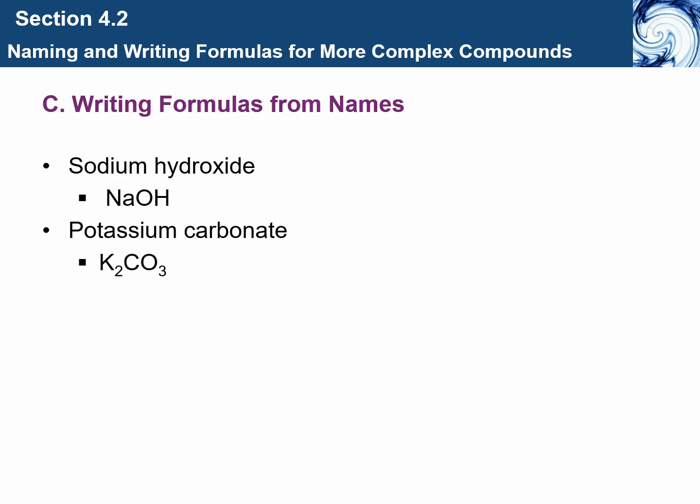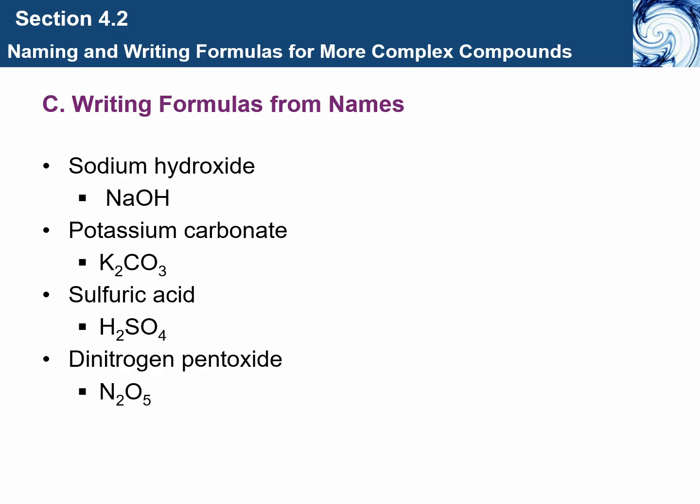The next one, potassium carbonate. If you don't know the charge of a carbonate is 2 minus, then you have no way of figuring out how many potassium you need. Sulfuric acid would require you to know that your sulfur-containing sulfate ion becomes sulfuric acid because it is a 2 minus, and I need 2 hydrogens with it to knock that down to a 0. And dinitrogen pentoxide, I'd only know that if I know the roots and I know both nitrogen and oxygen.